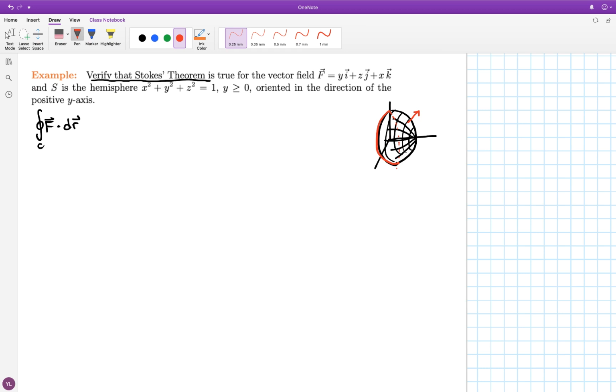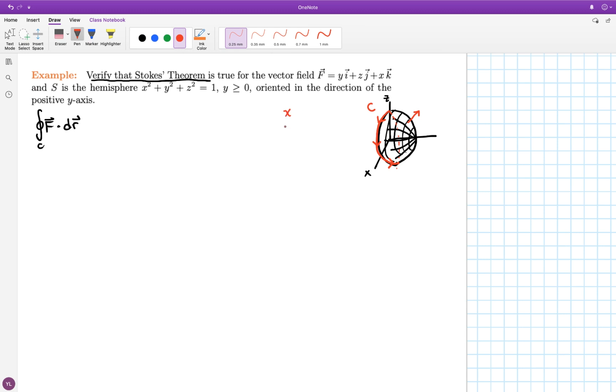And so in order to make the orientation of the curve consistent with that orientation, I need it to go in this direction. And if you think of looking at the xz plane with the x-axis sticking out to your right, then this is clockwise rotation for the curve of the boundary. Okay, so that's C, and that's the orientation of C. Let's go ahead and try and set that up.